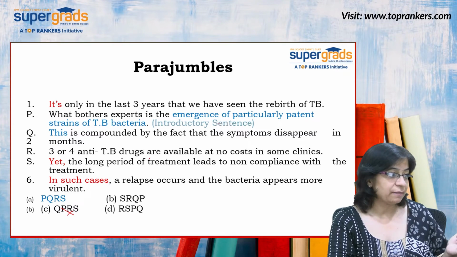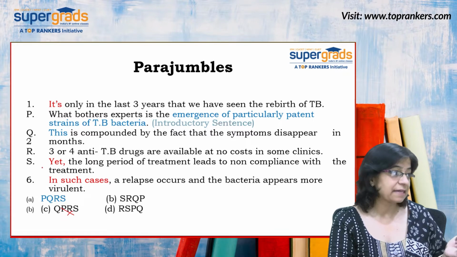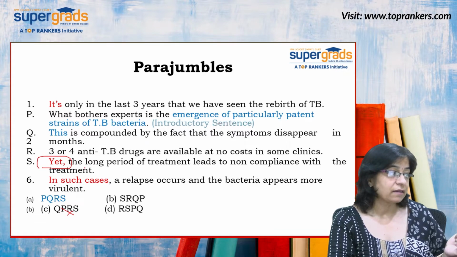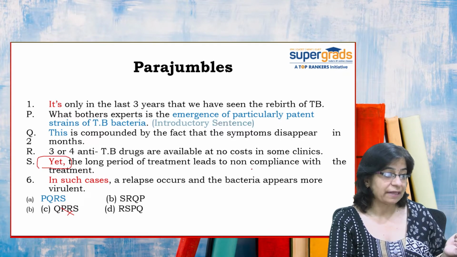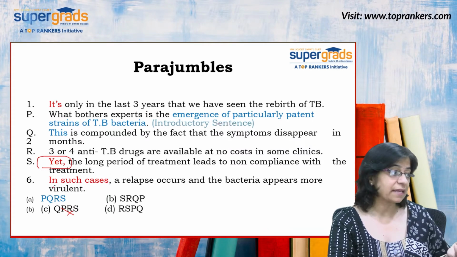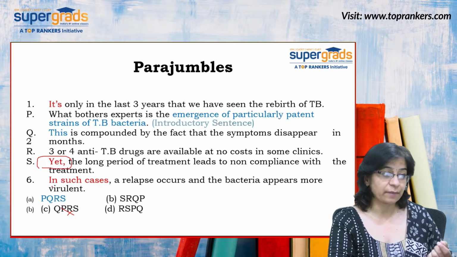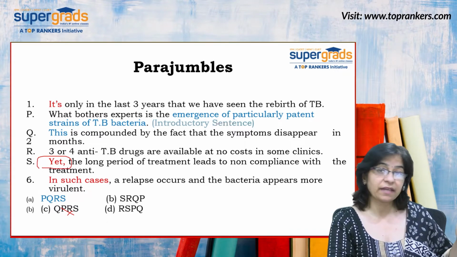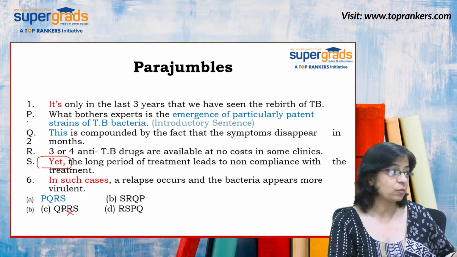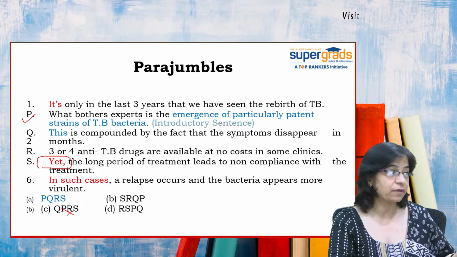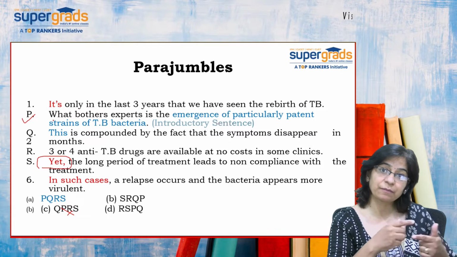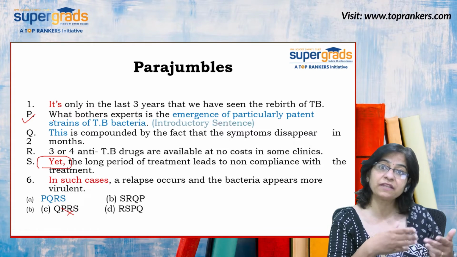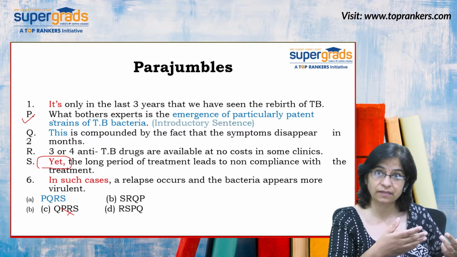3 or 4 anti-TB drugs are available at no cost in some clinics. Yet, again, the long period of treatment leads to non-compliance with the treatment. And then the last statement says, in such cases, a relapse occurs and the bacteria appears more virulent. Now we need something that can go well with the first statement, which appears to be sentence B, because it's continuing or supporting the first thought that was expressed in sentence 1.